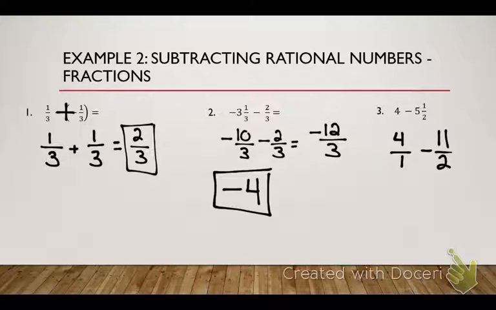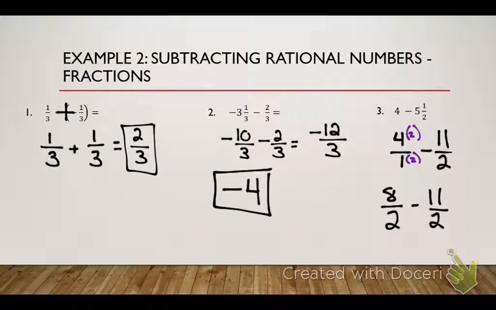Go ahead and finish solving this one. What's my LCD? 2. So I multiply the first fraction, top and bottom, by 2. 8/2. What's 8 minus 11? -3. Why negative? Because 11's bigger and it's negative.